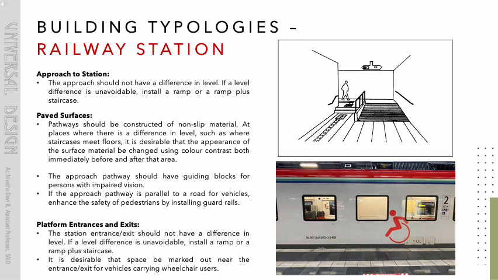Platform entrances and exits. The station entrance/exit should not have a difference in level. If a level difference is unavoidable, install a ramp or a ramp plus staircase. It is desirable that space be marked out near the entrance/exit for vehicles carrying wheelchair users.